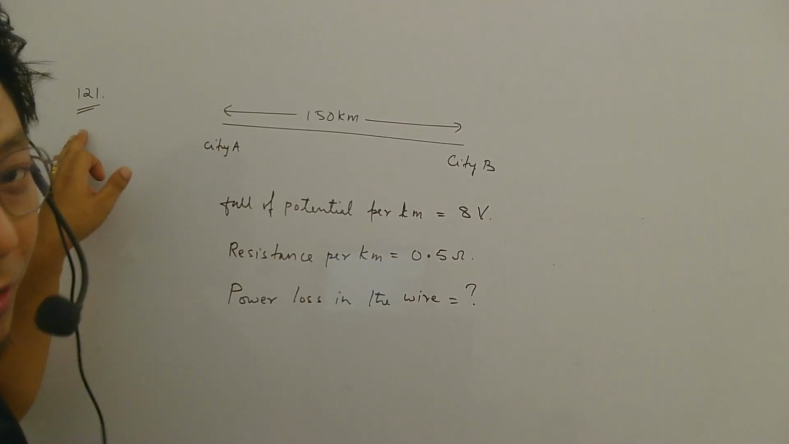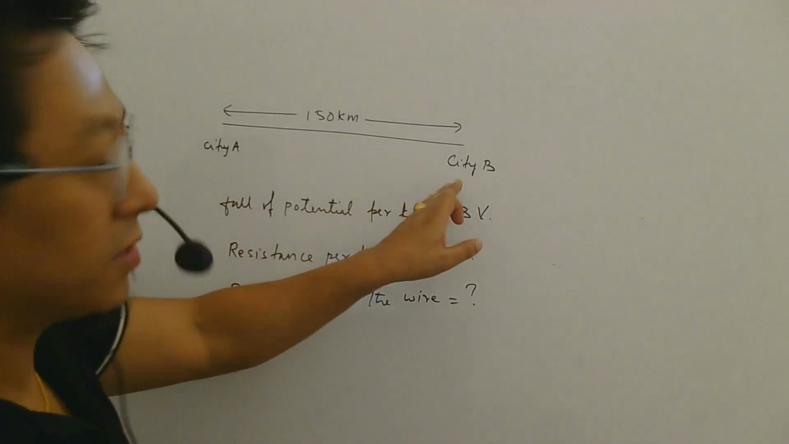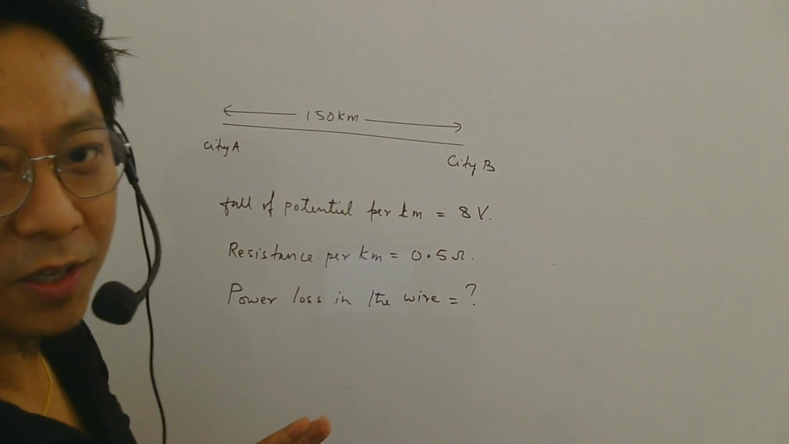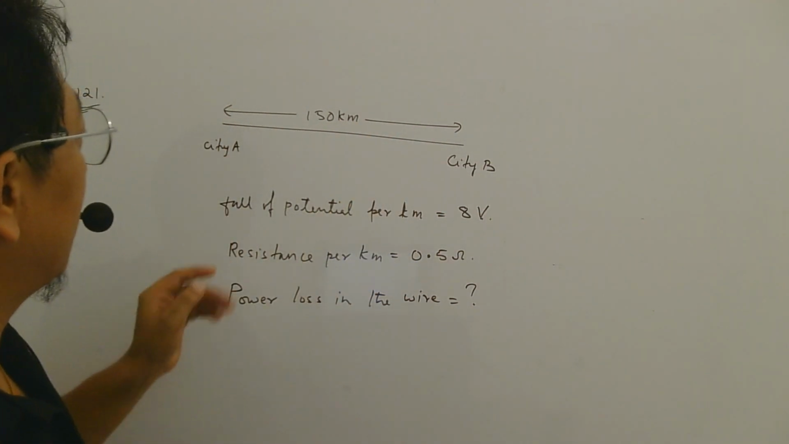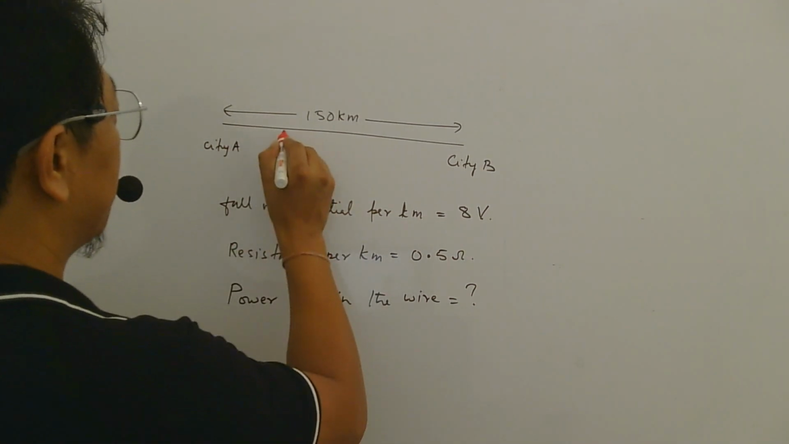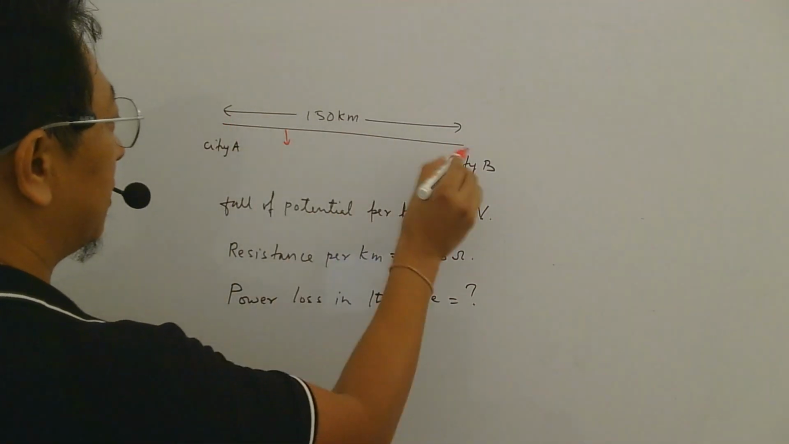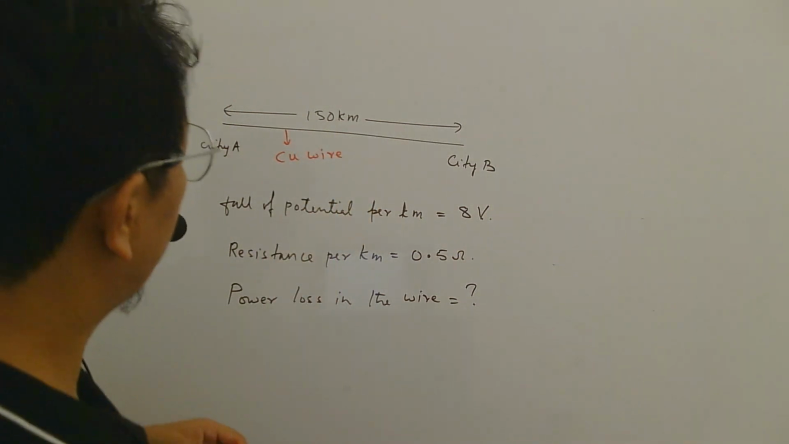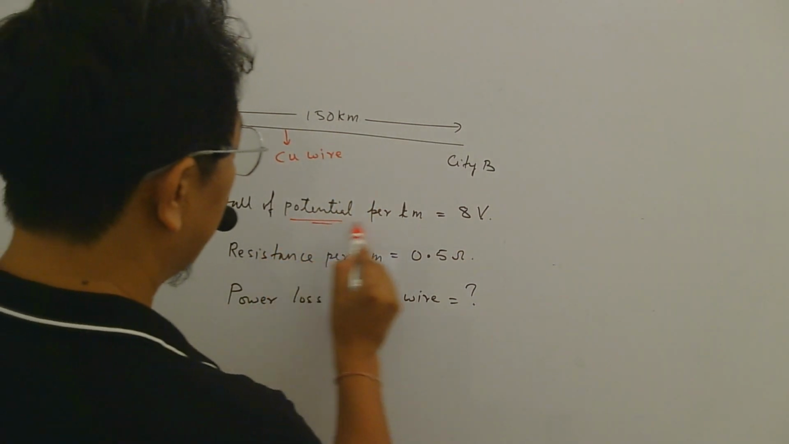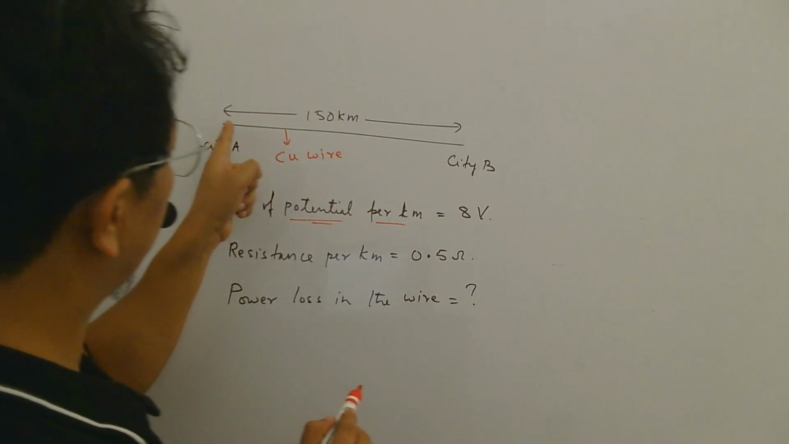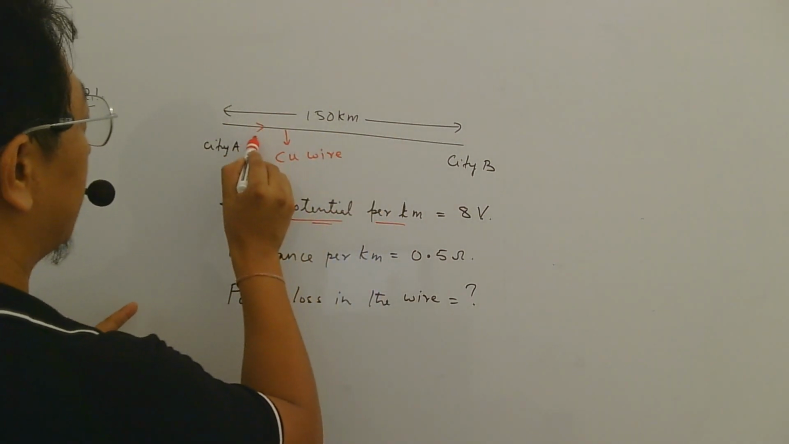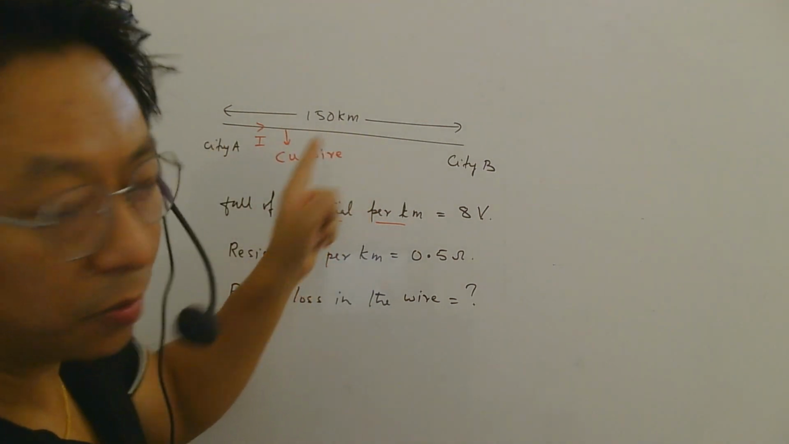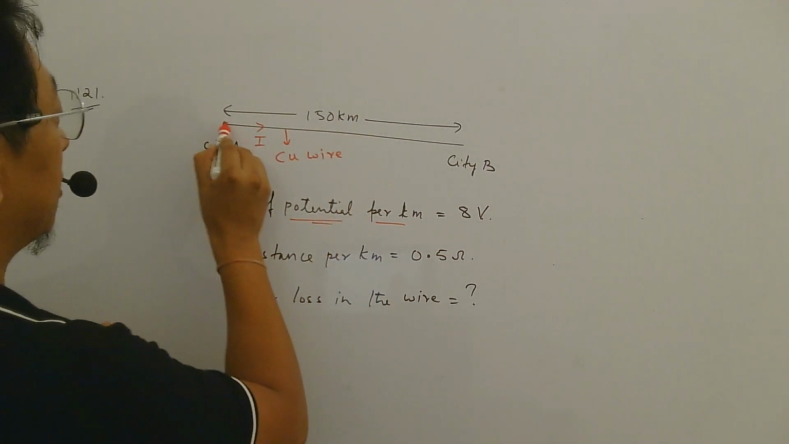So the next question, 121, it says two cities, which I am calling A and B, are separated by 150 kilometers. Now there are copper wires used to send power from one city to another city, and the fall of potential per kilometer. So as you move along the current, let's say current is flowing this way, and you know current flows from higher potential to lower potential. So let's say this much is 1 kilometer.